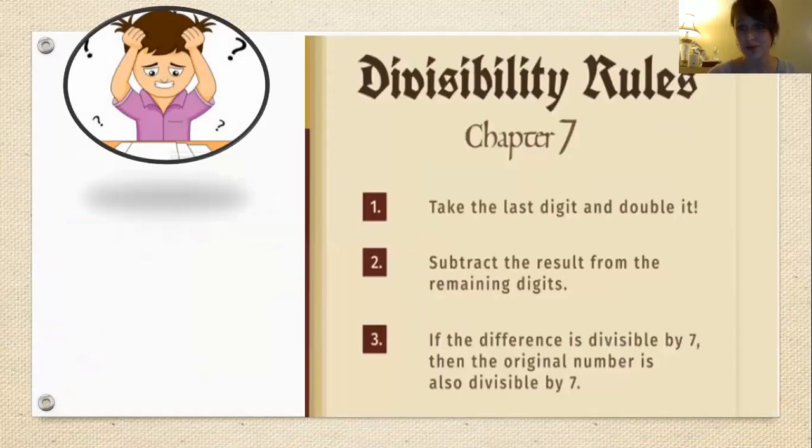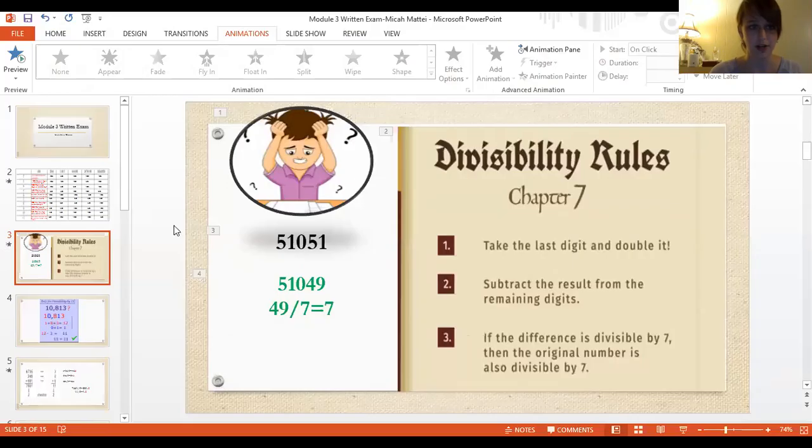So divisibility rules for number 7. You take the last digit and double it, and then you subtract the result from the remaining digits, and if the difference is divisible by 7, then the original number is also divisible by 7. And that's why I put that face there, because it's like, I don't know what you're talking about, it's crazy, but it's really easy. So you take 5151. Now if you subtract 2 from that, it's 5149. And 49 divided by 7 equals 7. It divides evenly, so it is divisible by 7. So when you work it out, it makes a lot of sense. It just sounds extremely confusing at first.